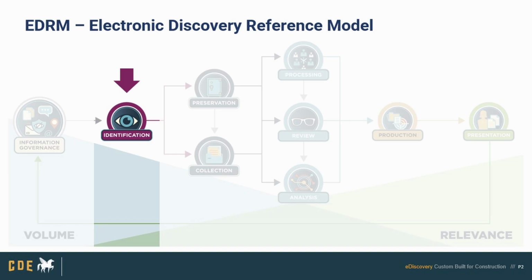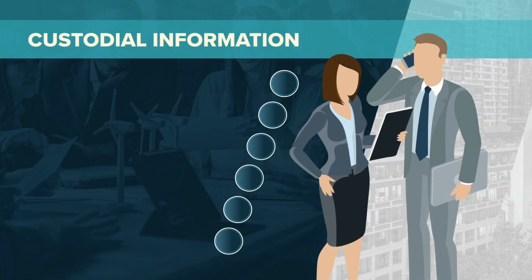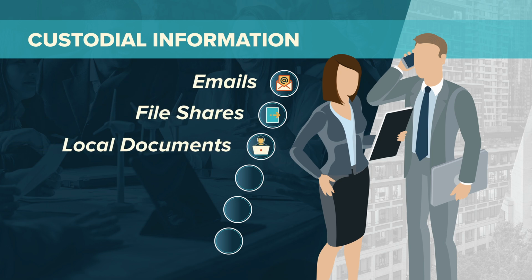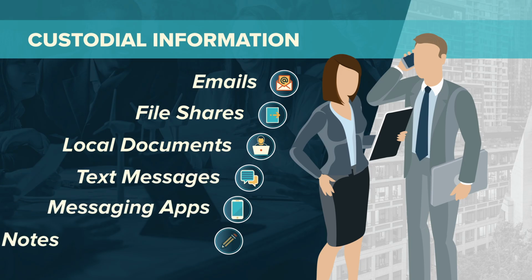This is where lawyers and client representatives from the business and from IT work together to locate the sources of potentially relevant information for the matter. This includes both custodial information, such as emails, file shares, documents stored locally on laptops, text messages or messaging apps, and even handwritten notes. The other sources of potentially relevant information include databases that the company has established for employees to store and share information, such as Dropbox or customized applications for a particular industry.